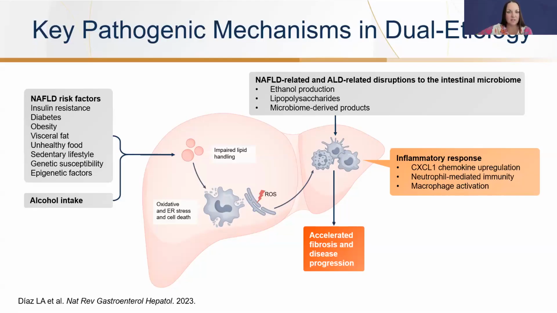So you can have these metabolic dysfunctions. If you add alcohol intake on top of that, this is going to accelerate the progression of liver disease and certainly increase their risk of developing fibrosis at a higher rate than just with patients that have metabolic liver disease.